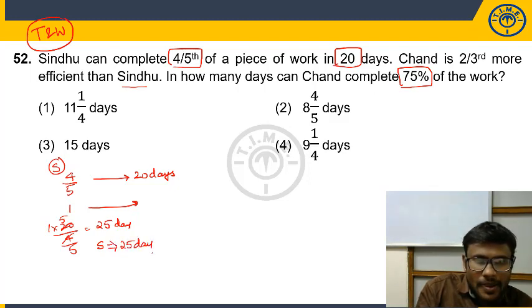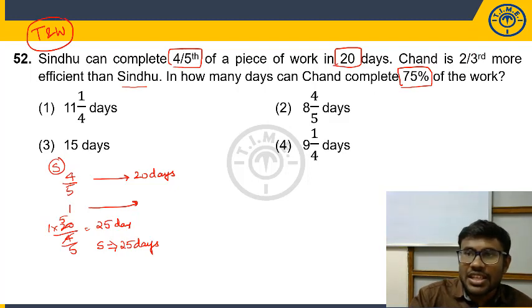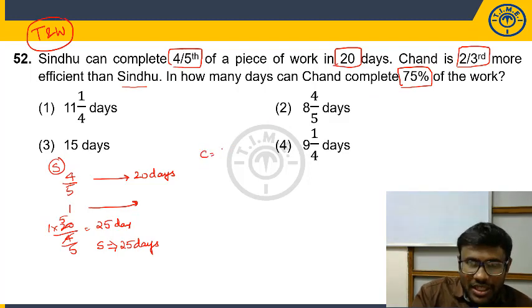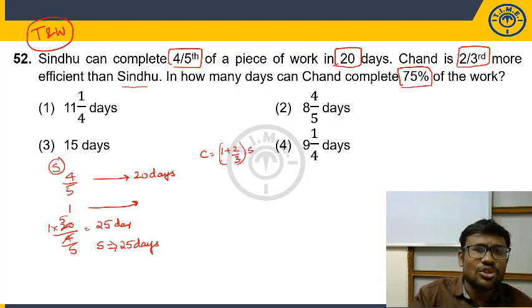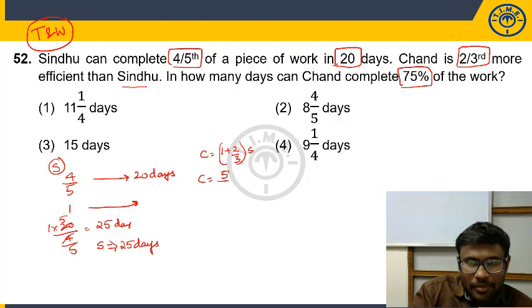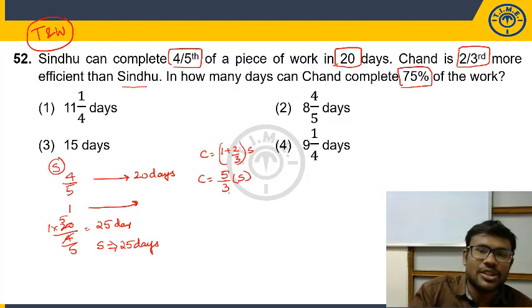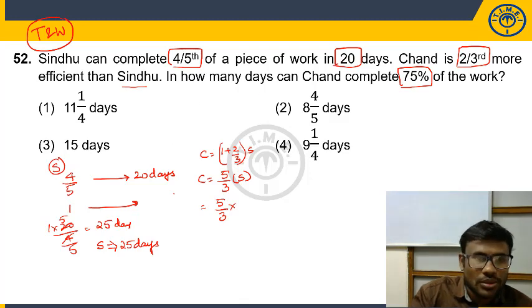Next, Chand is 2 by 3 more efficient than Sindhu. So it is 1 plus 2 by 3 of Sindhu. Definitely more than Sindhu. How much? 2/3 more means 1 plus 2/3. So the efficiency of Chand is 5 by 3 of the efficiency of Sindhu. What is the efficiency of Sindhu? 1 by 25.